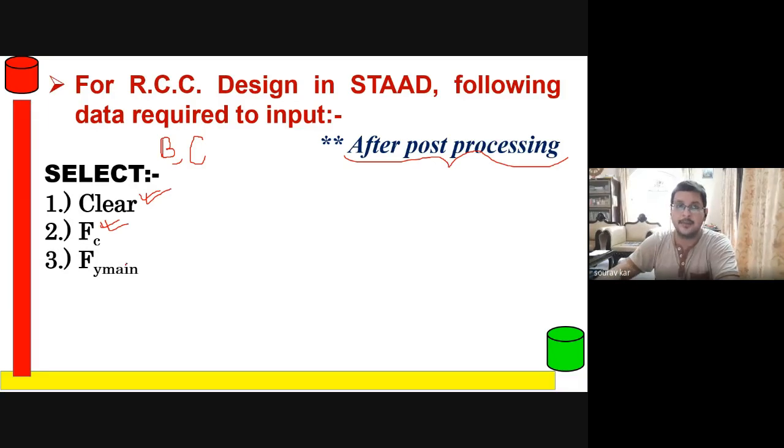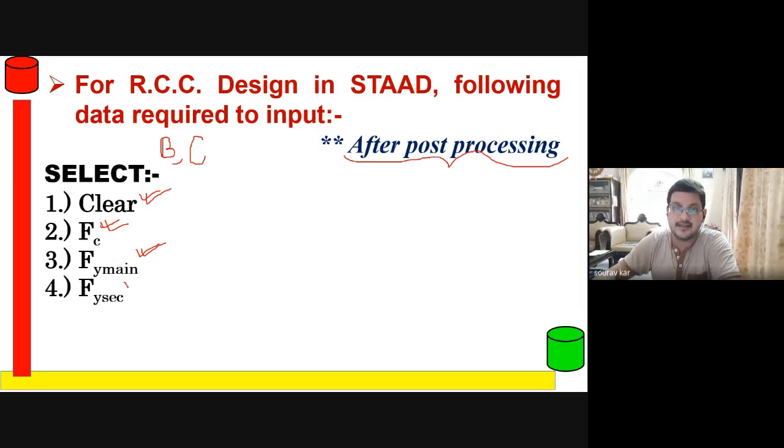Next is FYMAIN, that is the yield strength of the main steel bars. The main longitudinal bars which we use for columns and beams, FYMAIN is the steel grade for main bars or longitudinal bars.